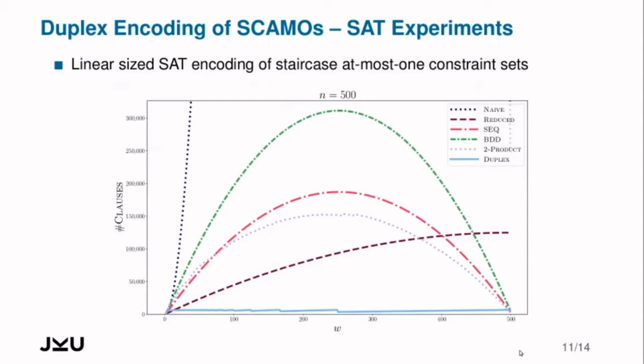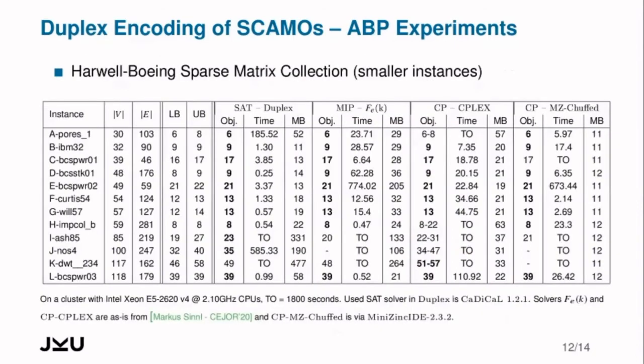To demonstrate that our encoding is not just compact but can be solved efficiently, we evaluated it in the context of the Antibandwidth problem, where we provided a SAT-based iterative solution method and compared it to the state-of-the-art MIP approach, and also compared it to off-the-shelf constraint programming methods. For the evaluation, we used the Harvard-Boeing matrix collection, and here you can see first only the smaller instances with relatively a small amount of nodes and edges, and you can see that the different methods perform quite comparably, but for example our approach can identify an optimal antibandwidth value which cannot be found by any other method.